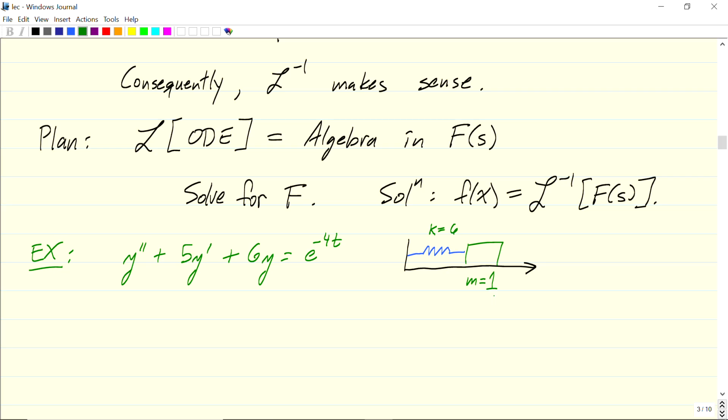Mass times acceleration, so the m would go here. And then I'd put the minus 6y on the other side. That'd be Hooke's law with k equals 6. And the 5y prime, when I put it on the other side, would be minus 5y prime. That would be the friction term. Not the k, let's call it a c. You could take this either in a physics class or a mechanics class. I'm sure everybody's taken it someplace.